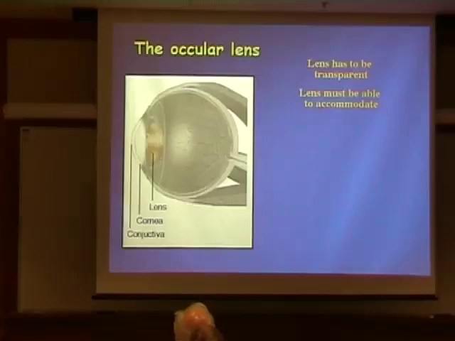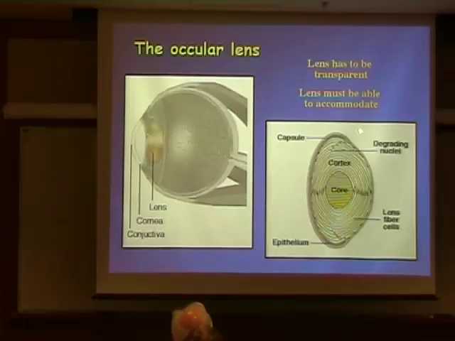To do these two functions, the lens has a very specific building plan. It consists of a single layer of epithelial cells in the front of the lens. At these two points here, up and down, they start to differentiate into so-called fiber cells, which span the entire width of the lens. During this differentiation from the epithelial cell to the fiber cell, a lot is happening. The most dramatic change is that these fiber cells lose all their organelles. They do this simply so we don't have light scattering, and the light goes through the lens.